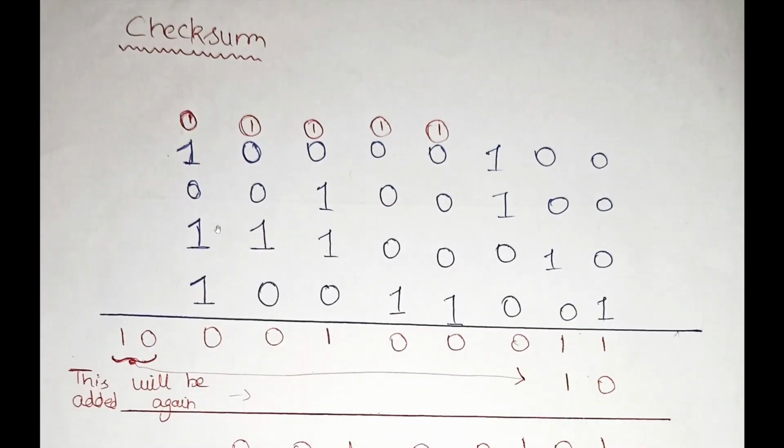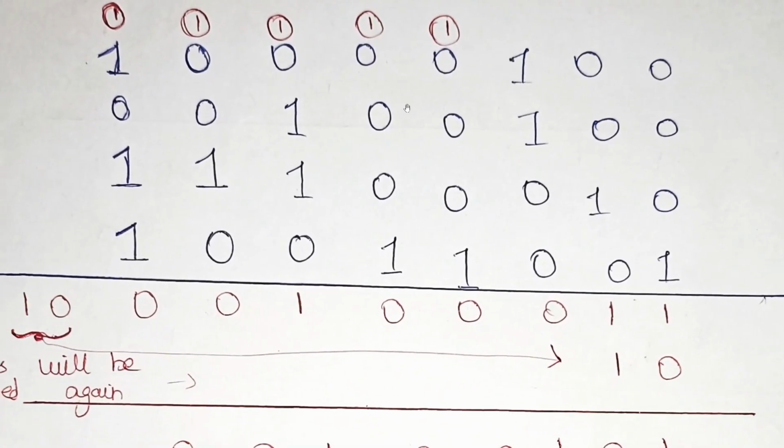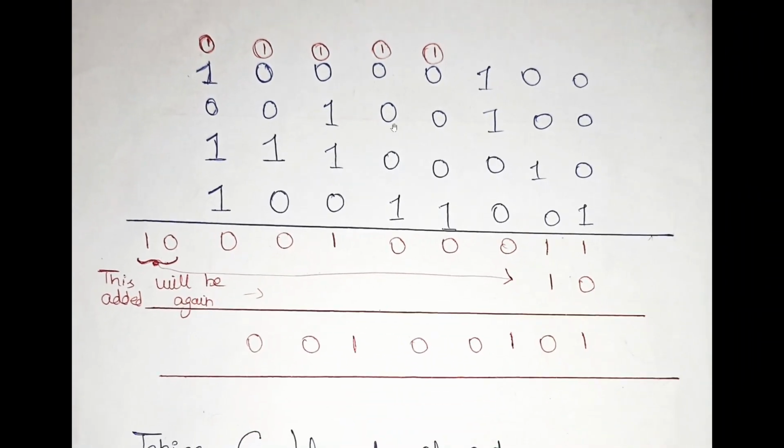Suppose this entire thing was data. At first this was 1 0 0 0 0 1 0 0, then it was 0 0 1 0 0 1 0 0, then it was 1 1 1 0 0 0 1 0, then it was 1 0 0 1 1 0 0 1. This was the entire data. What we did is we divided this entire data into blocks. Okay, done. Now we are adding these blocks.